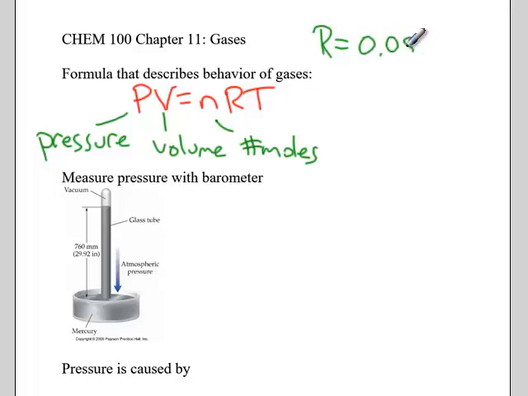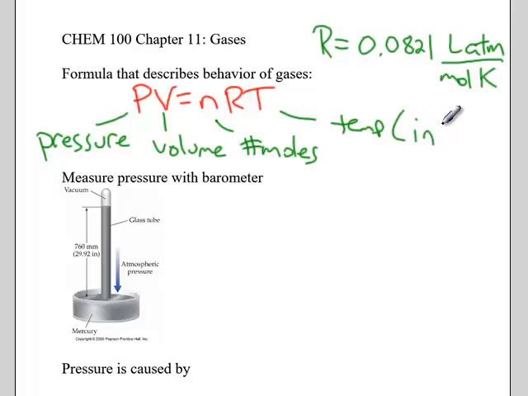It's 0.0821 and it has 4 units: liters times atmosphere divided by mole and Kelvin. And then the temperature T, be sure you use the temperature in Kelvin, not degrees Celsius, not Fahrenheit. So the pressure P is something we can measure experimentally.